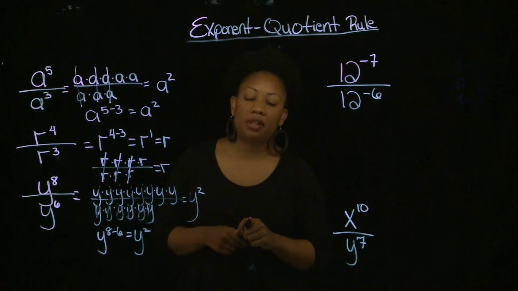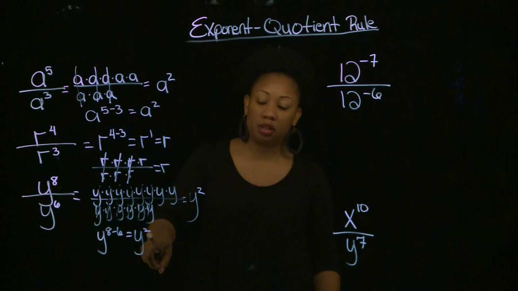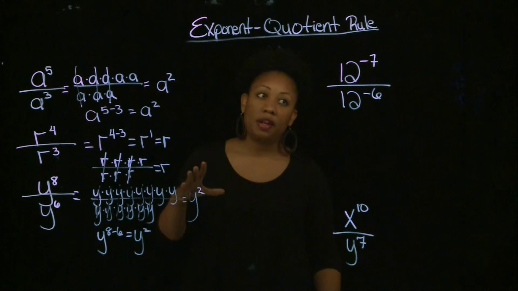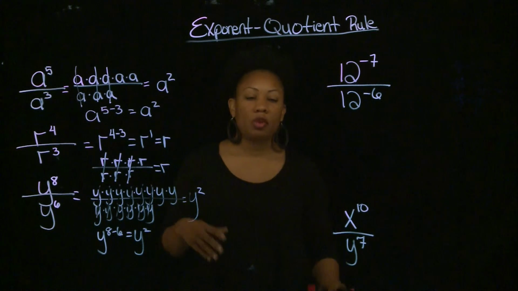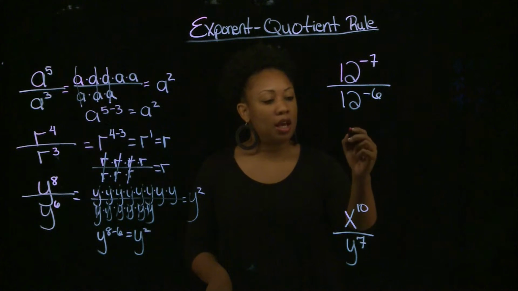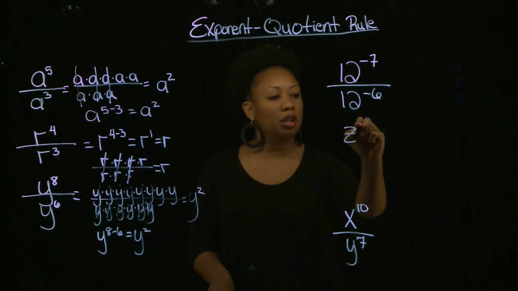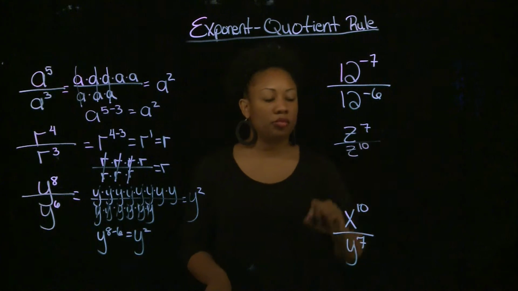Now, sometimes you'll have an example where your exponent will not be positive. Whenever that happens, you want to make sure that you write your final answer as a positive exponent. So, for example, let's say we have z to the 7 over z to the 10.